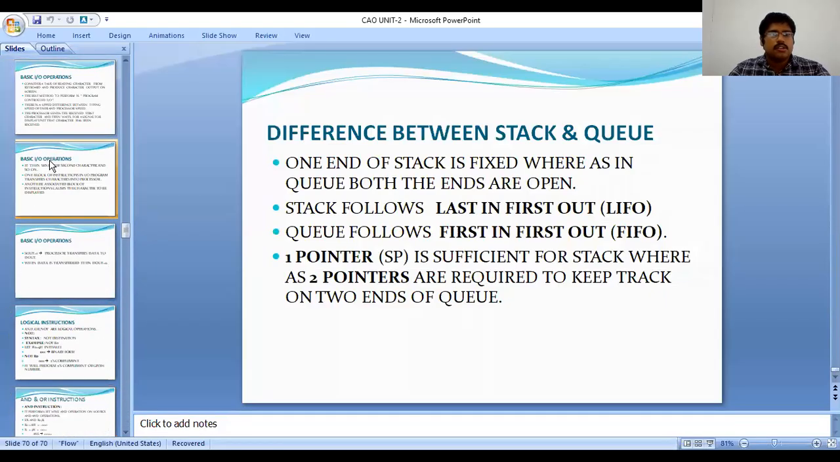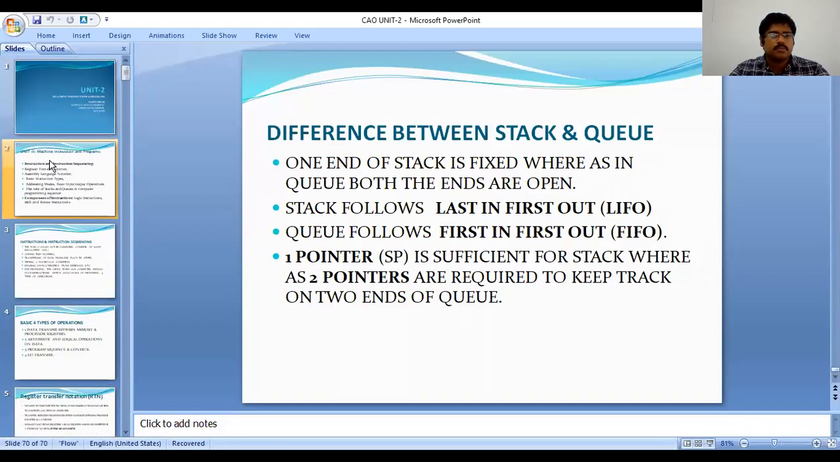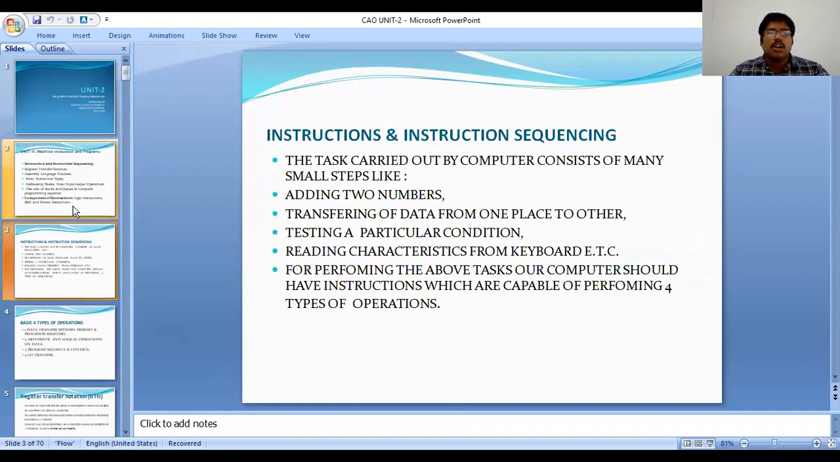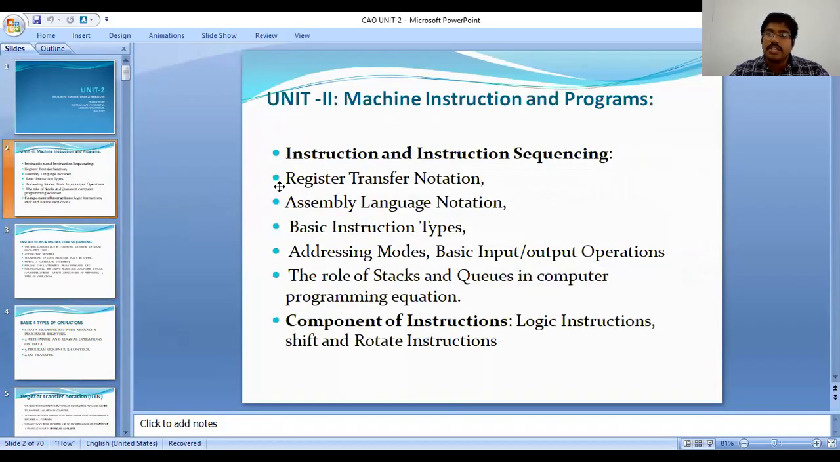See, so this is a big unit. Here, instructions and instruction sequencing, this is the name of the unit. Here we have discussed register transfer notation, assembly language notation, basic instruction types, addressing modes, basic input output operations, stacks and queues just now, and we have already discussed logical instructions, shift instructions and rotate instructions. So altogether this is the end of your second unit.